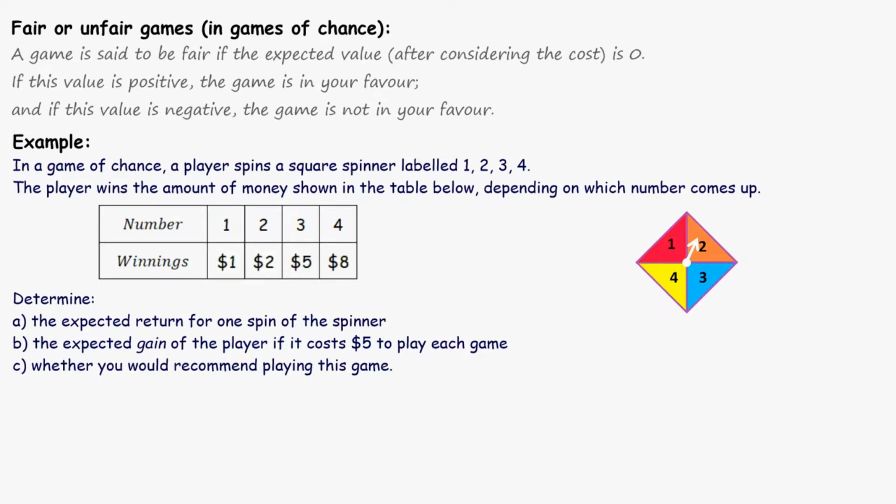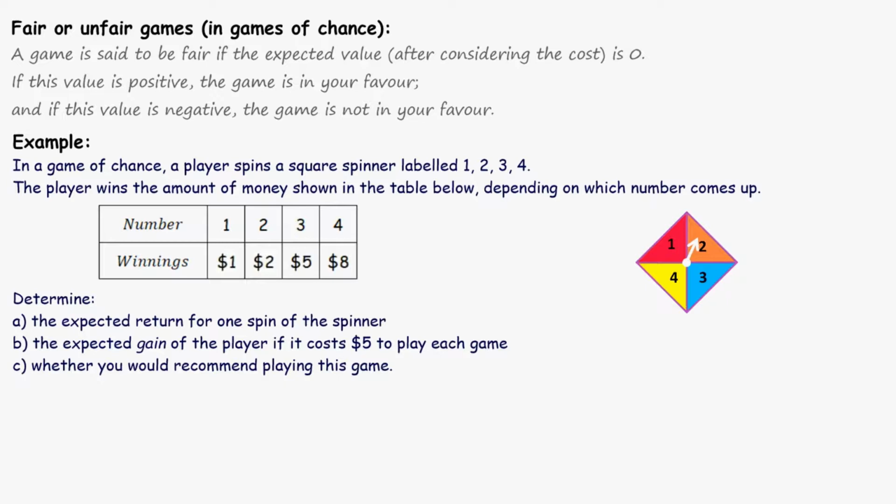I also want us to look at fair or unfair games, games of chance. A game is said to be fair if the expected value after considering the cost is zero. If this value is positive, then the game is in your favor. And if this value is negative, then the game is not in your favor. We'll look at that when we work through these examples.